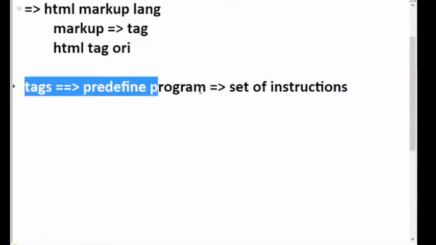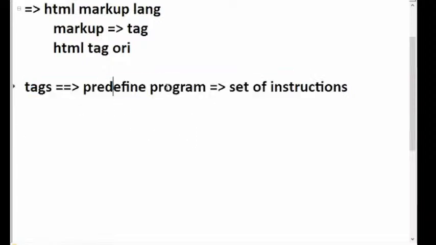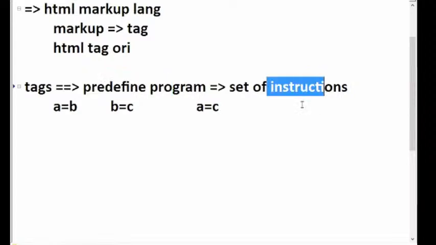Now we'll try to analyze this point, sir. A tag is a predefined program and a program is a set of instructions. But is a tag a set of instructions or not? See the small mathematics formula. A equals B, B equals C, so therefore A equals C, or C equals A, anything is okay. Apply the same formula here. Tag is a program. Program is a set of instructions. So finally, tag is a set of instructions. Just a simple mathematics formula, nothing else.